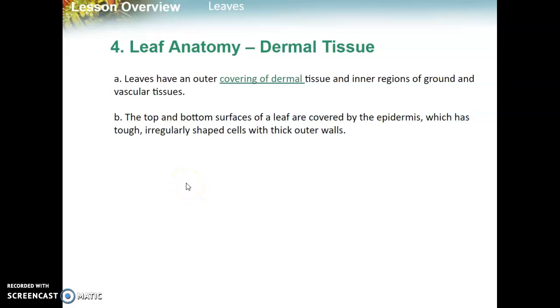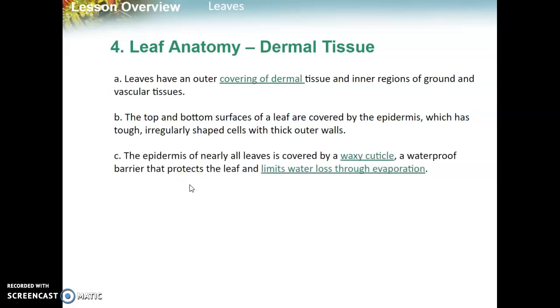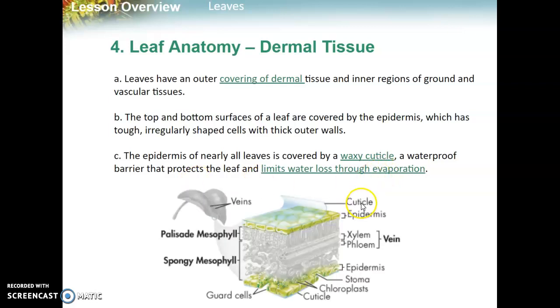The top and bottom of a leaf is covered by dermal tissue called the epidermis. And this epidermis has within it a waxy cuticle. The wax makes it a waterproof barrier that protects the leaf and limits water loss, because water can evaporate through the leaf, and it does, but we want to limit that as much as possible. And this waxy cuticle does this. Here's the epidermis, this layer of green, and then here's this cuticle that covers over top of that. And same thing on the bottom, you have the epidermis and the cuticle over top of that.